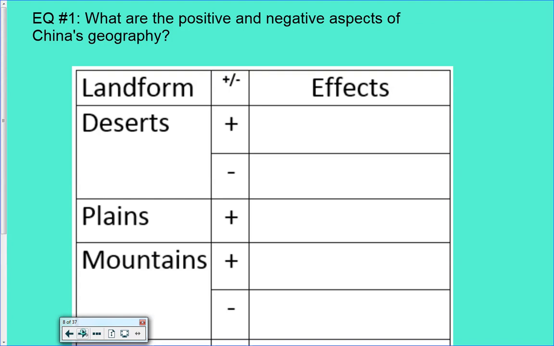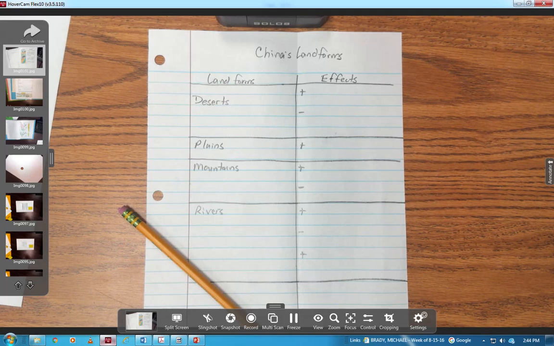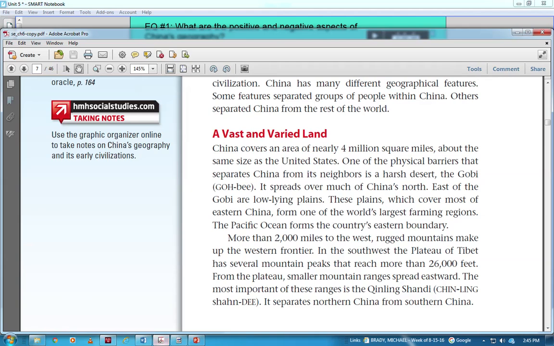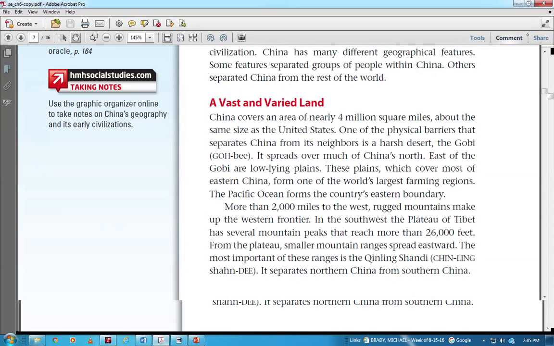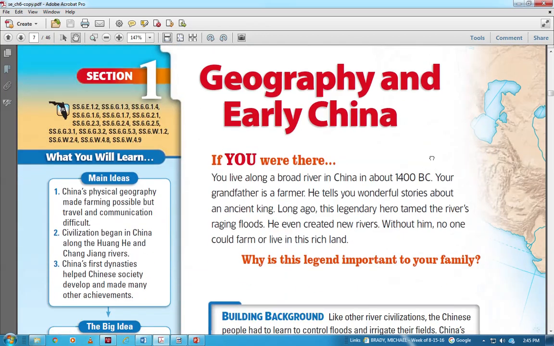Okay. The next thing we did in class is we did a chart like this, and everybody got a chart like this, but if you don't have one and you want to make one at home, it looks like that. Pause the tape right there, take a piece of notebook paper and set it up just like that one. Once you have that set up, you're going to need a textbook, pages 160 and 161. Here's our textbook right here, and we're going to be on page 160, Geography and Early China.